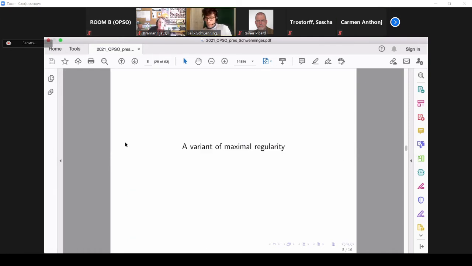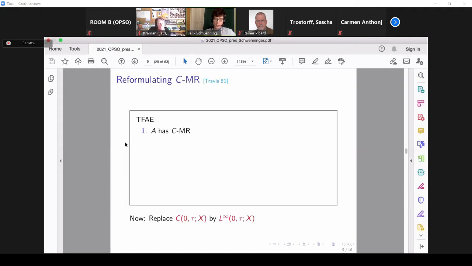Okay, so let's come to the main part of this talk, or the main result, and that's a variant of maximal regularity with respect to the continuous functions. And in order to introduce this variant, let me reformulate the definition of C maximal regularity. This is something that can be traced back to Travis from '81. It's not explicitly stated there, but it's included in some of the proofs. So Travis says that this property is equivalent to the following property.